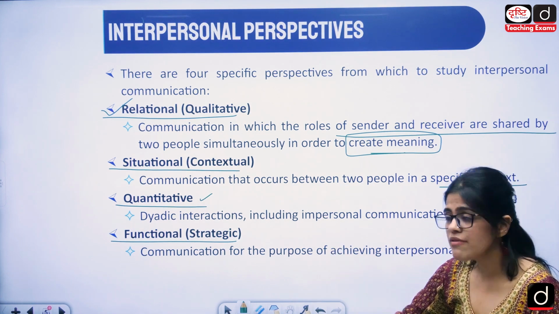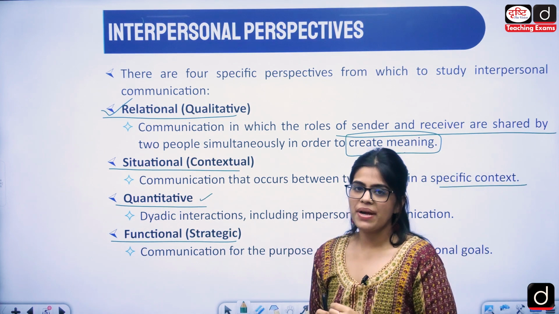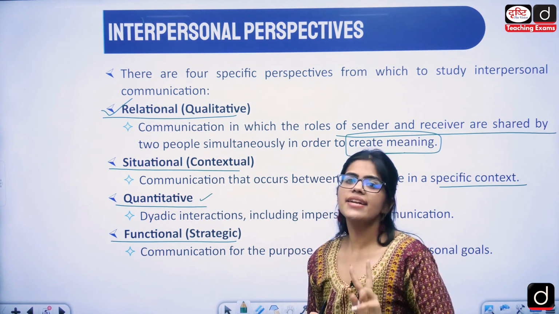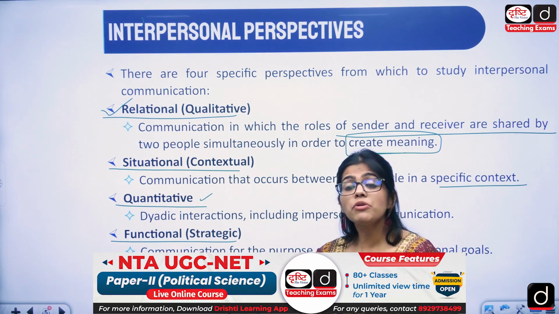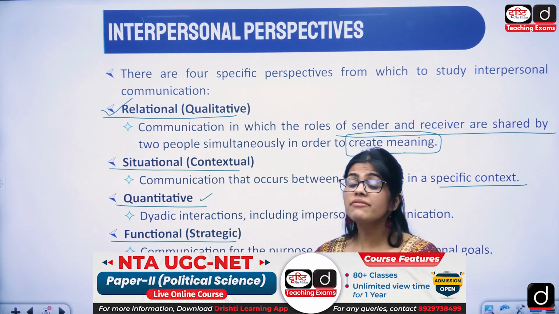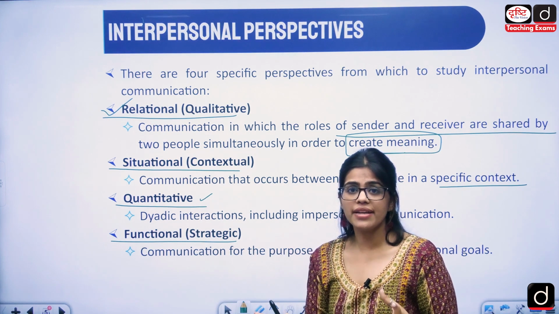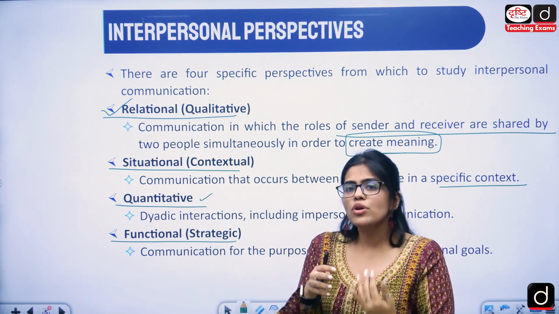So two people are involved. It's the quantitative perspective that we have. Two people, that's the quantity that we know. They are interacting with one another. If we talk about mass communication, on the other hand, we do not know who are talking, who are the people you are interacting with, right? As compared to group interaction.